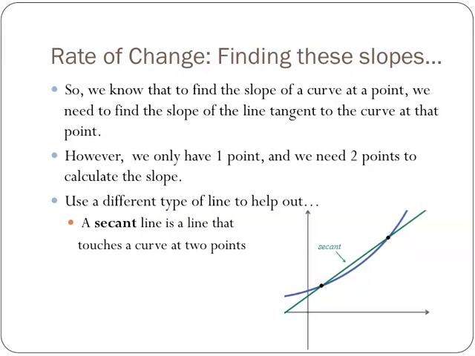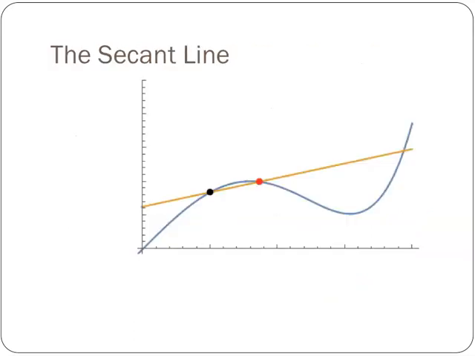So if we use this, now we actually have 2 points to work with, and we can actually find the slope of the secant line. Just as another picture here, say you're trying to find what the slope, or the instantaneous rate of change, is at that black dot. But since you only have 1 point, we can't find the slope.